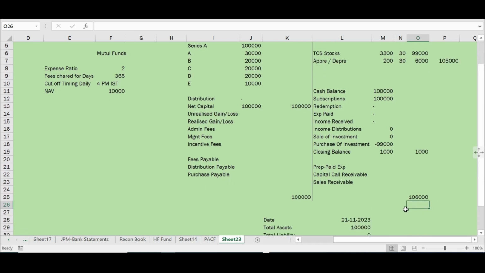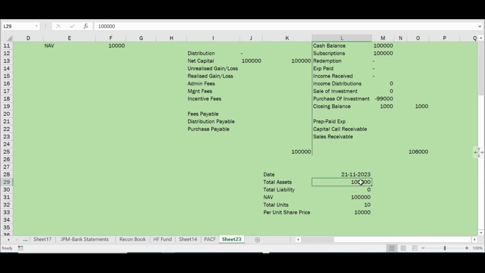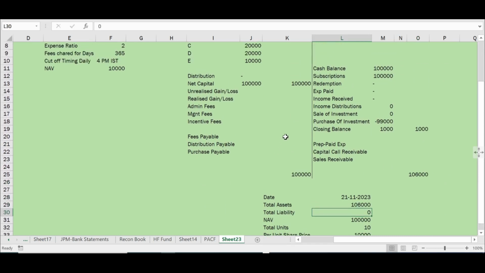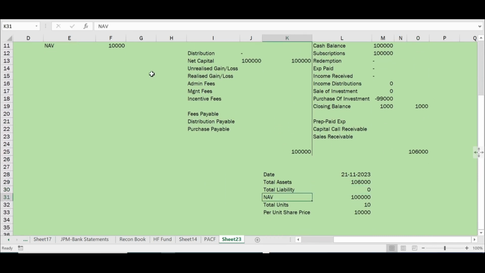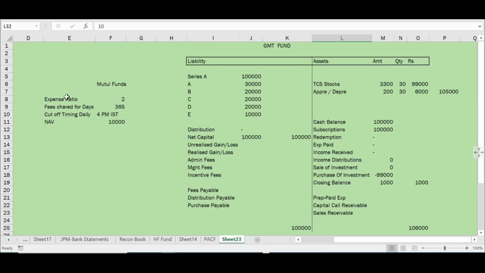So total assets have changed, and once the total assets have changed, you can update your total assets. As of now, let's say we don't have a liability. So this would be your GAV, gross asset value. Till now we haven't charged management fees, or expense ratio. In mutual funds we call it expense ratio, and in hedge funds we call it management fees. We'll see that.